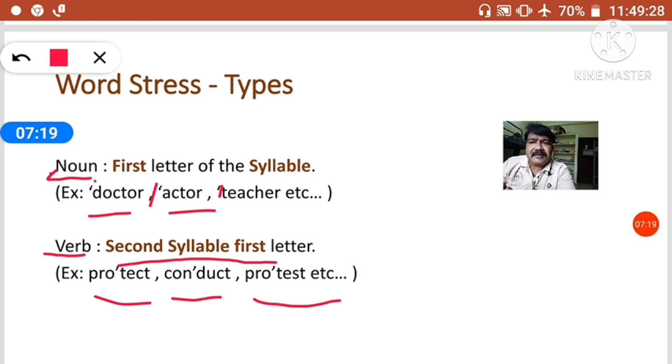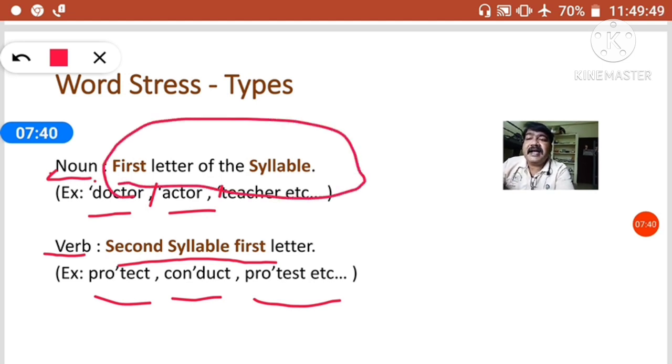Doctor, is it a verb? No, it is a noun, a common noun. Actor, is it a verb? No, so it is a noun. And teacher, is it a verb? No, it is a noun. So where do we have to keep the stress symbol on the nouns? On the first letter of the syllable, right?